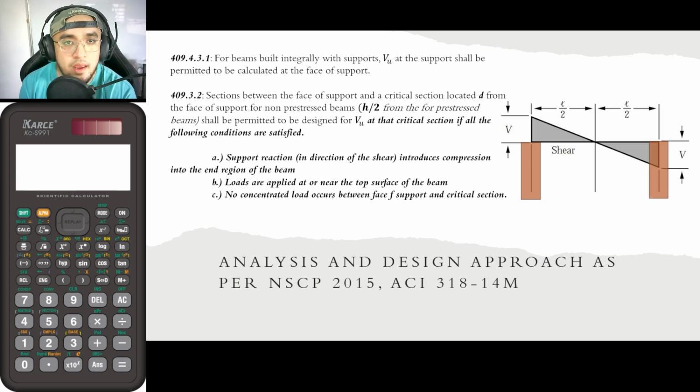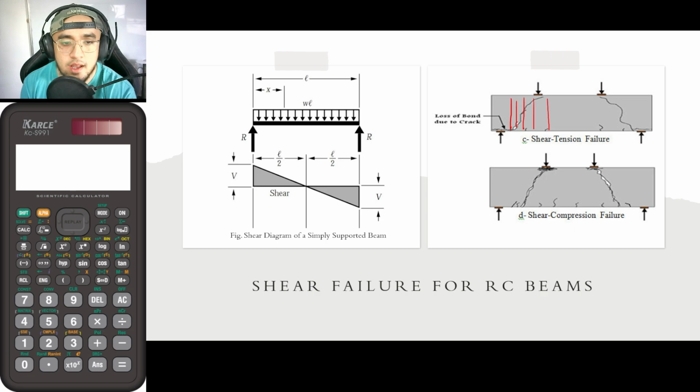So let me go back to this particular slide. As you can see, guys, in this particular shear diagram, the highest shear is actually located at the support itself. Okay? So as you can see here, the highest shear is on the support itself. However, according to studies, looking at the figure on the right, the failure did not actually happen at the supports.